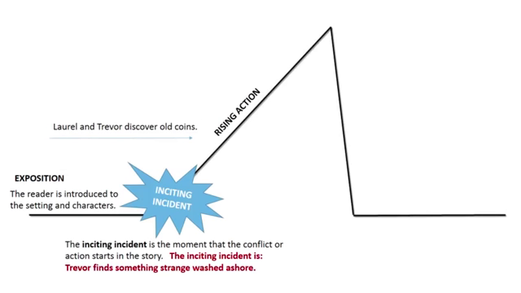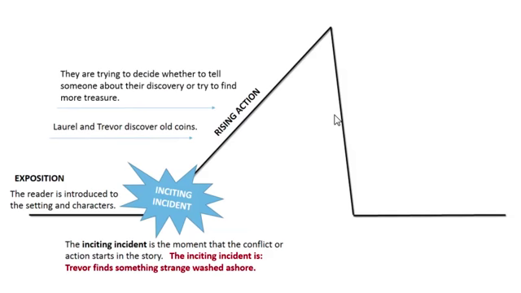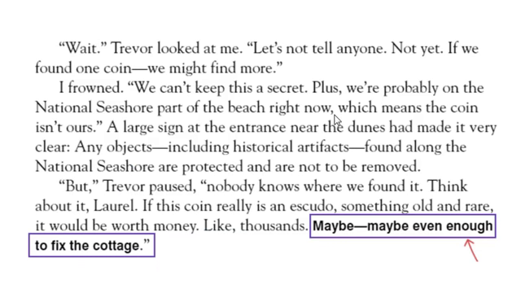The conflict or problem in the story increases. The tension rises as Laurel and Trevor decide the right thing to do: tell someone about their discovery or try to find more treasure on their own. "Wait, Trevor looked at me. Let's not tell anyone." These words show that Trevor is thinking about what decision to make. Let's look at the boxed words at the end. "Maybe even enough to fix the cottage."